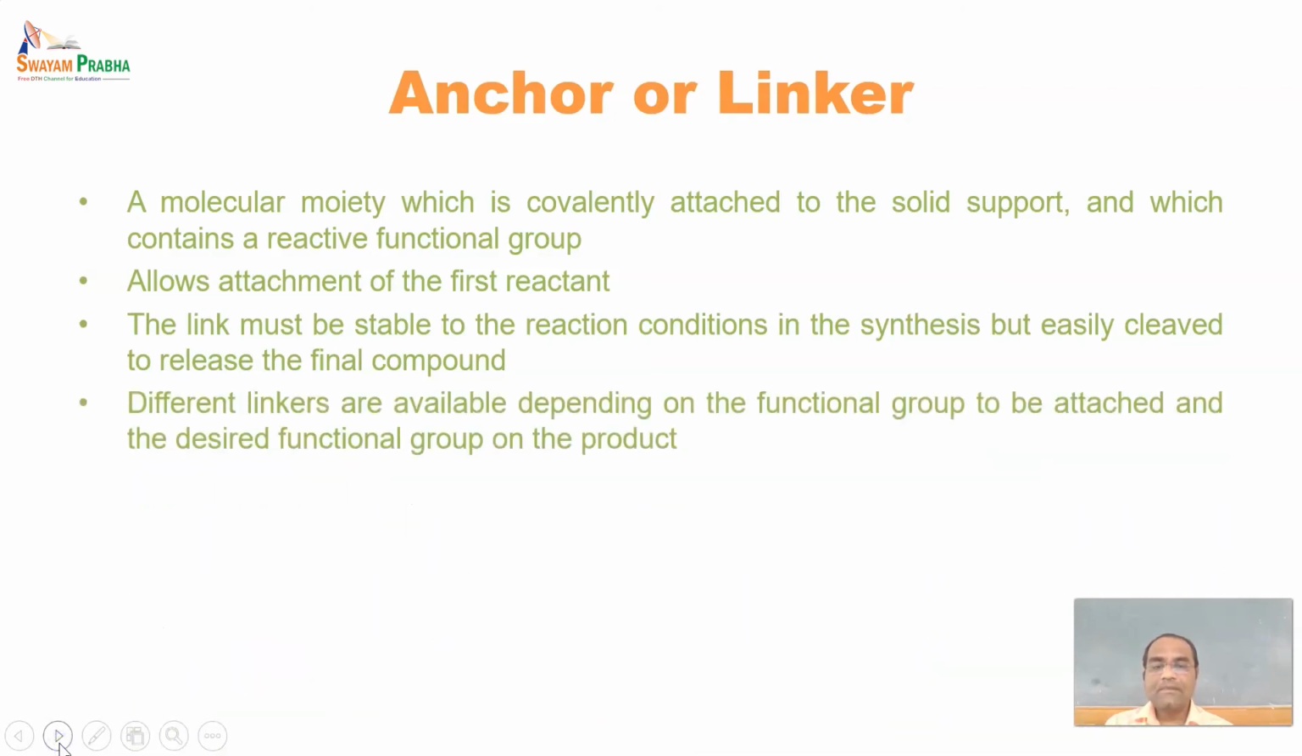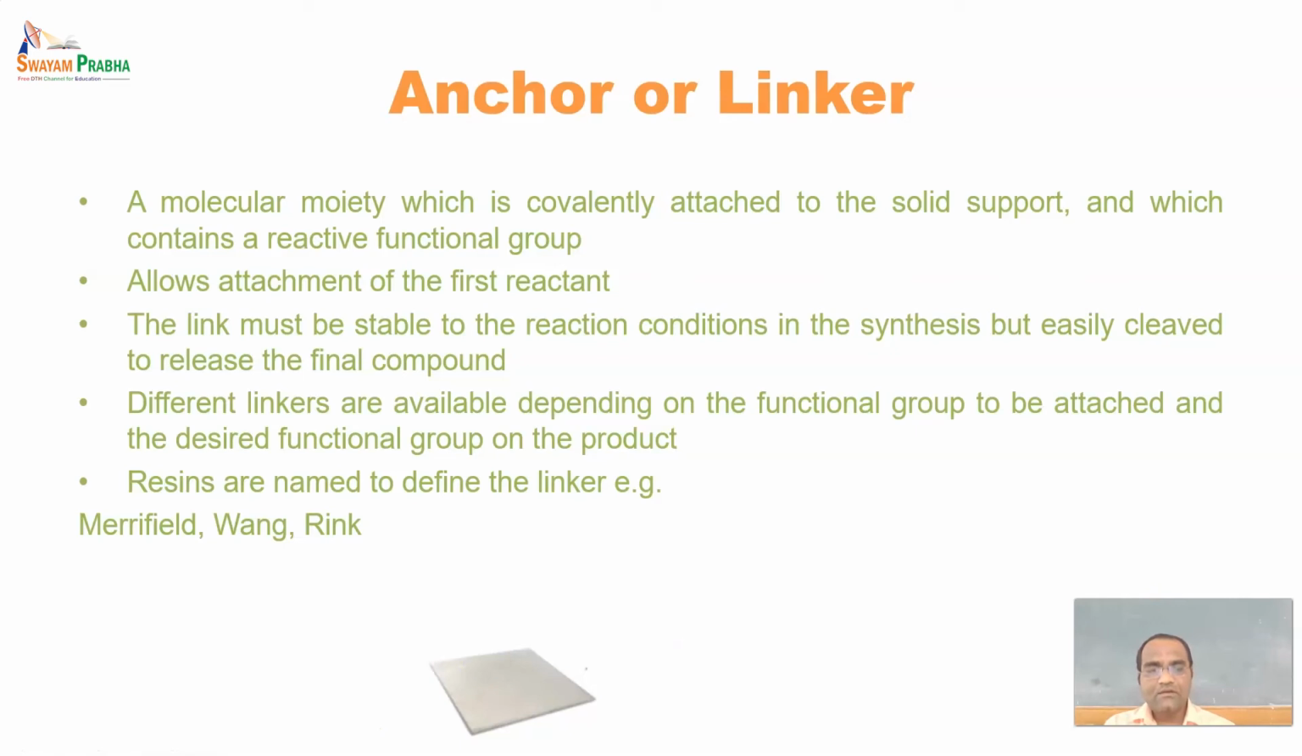Different linkers are available depending on the functional group to be attached and the desired functional group on the product. So what are the requirements of a coupling? According to that, different linkers are present, depending on what kind of coupling we need to do for a peptide synthesis. So linkers are available in the market. Resins are named to define the linker, for example, Merrifield resin, Wang resin, Rink resin.